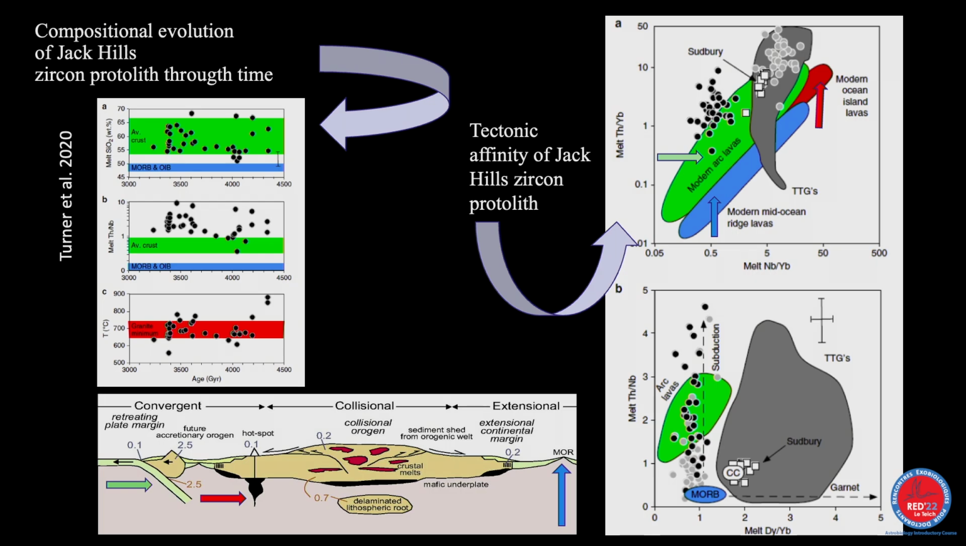First, looking at the Harrison et al. conclusion: this is evolved crust. If this is evolved crust, it must be silica-rich, so maybe TTGs. But our points from the recalculation do not fit the TTG field.